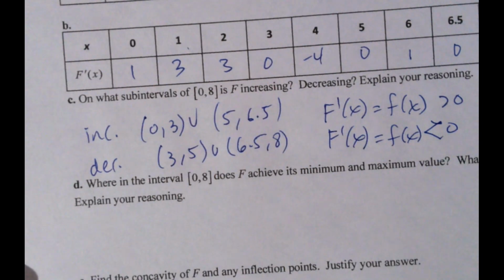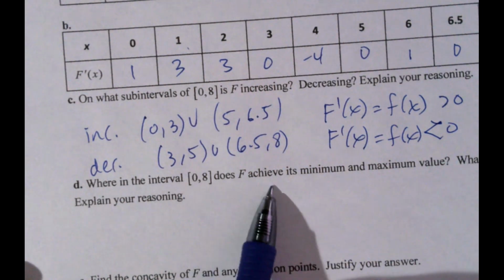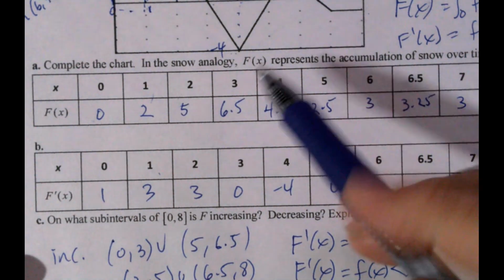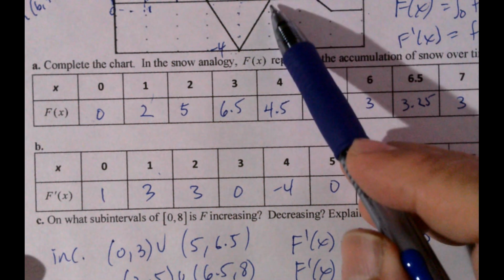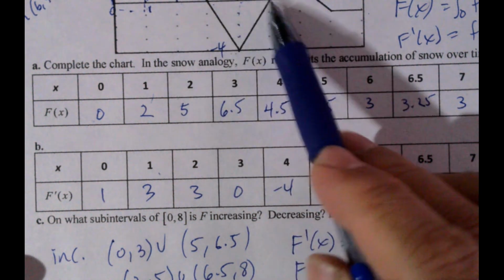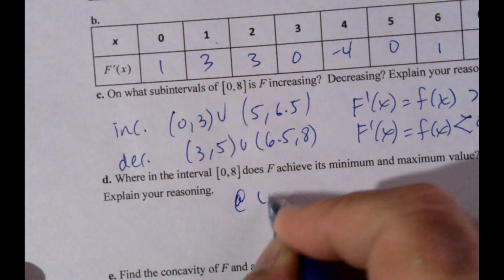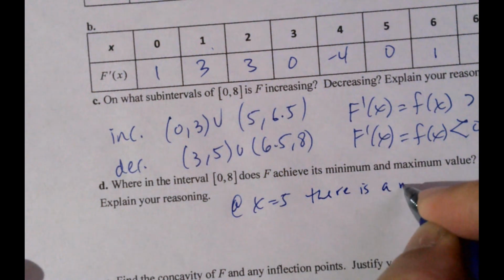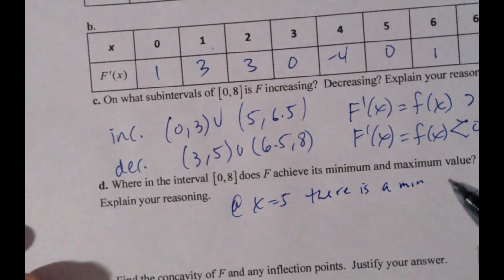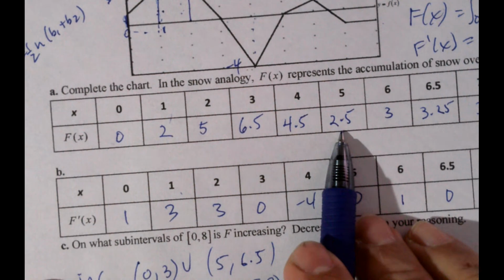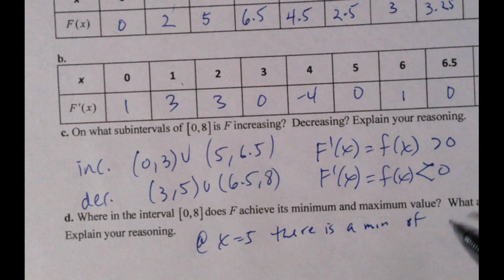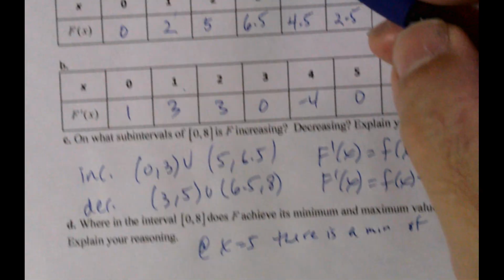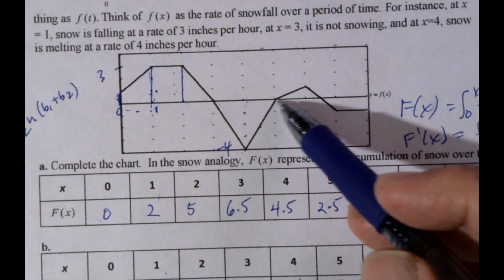All right? Where in the interval does f achieve a minimum or maximum value? So remember, minimum value occurs when you go from negative to positive. So at x equals 5, there is a min, and remember, we can use that table up here, min of 2.5. Is there another min? Mins occur when it goes from negative to positive. There's no other place where it goes from negative to positive.